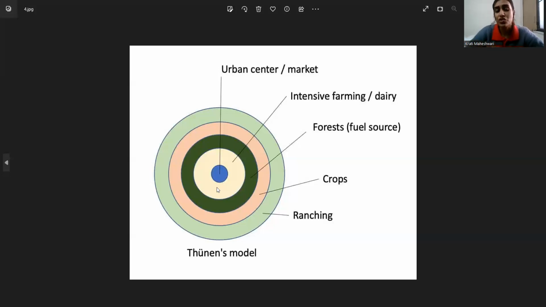These zones are essentially divided on the basis of how perishable the material is. So intensive farming or dairy is obviously located close to the urban market because they want to have shorter transportation distances so that they can supply these materials easily. The dairy would get perished in 2 or 3 days, whereas the crops would not, right? So we have that on the basis of how perishable the goods are. So that was von Thunen's model.